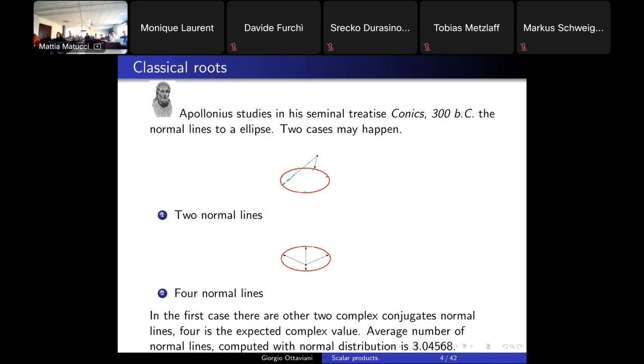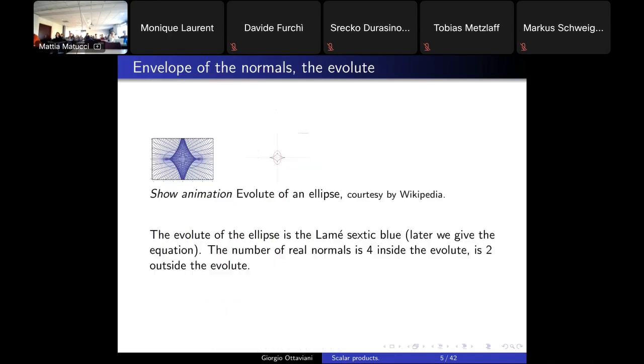And nowadays we can also, I will show you now an interesting animation. What's the probability to get 4? What's the probability to get 2? Yesterday I gave you the probability to get the real roots of an equation, so you can apply it to this particular equation. And if you take the Gaussian, well, the answer is quite equanimous, 3, 0, 4. There is a slight preference for 4, but that's the average number of normal lines.